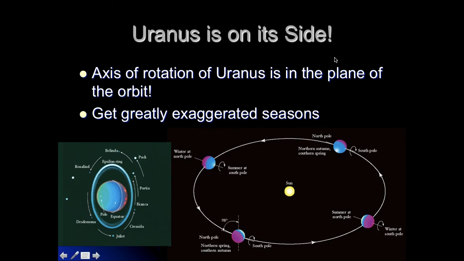If you looked at how Uranus orbits around the sun, you would notice that it has those extreme seasons. It's the example of really exaggerated seasons, because sometimes the north pole of Uranus is pointing directly towards the sun in the summer, and the south pole is directed away from the sun. So they have long winters and long summers. Very extreme and exaggerated seasons.